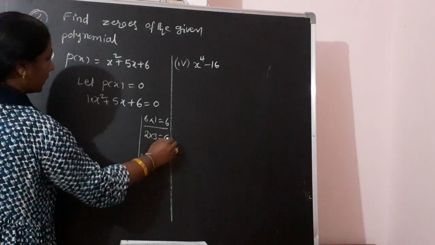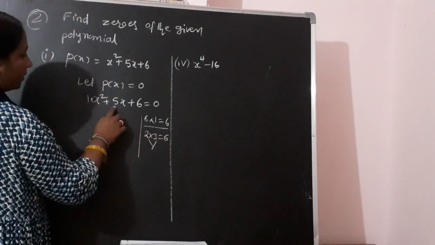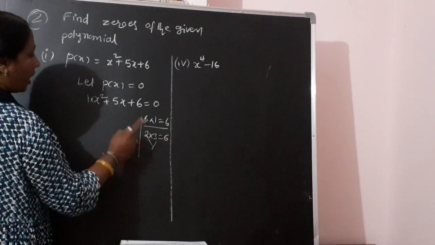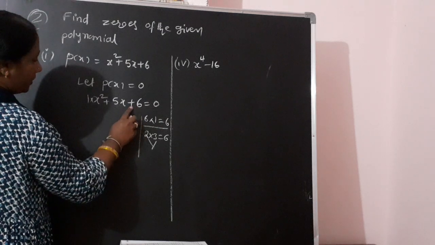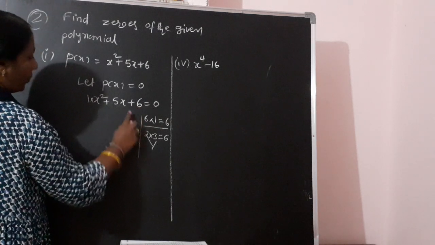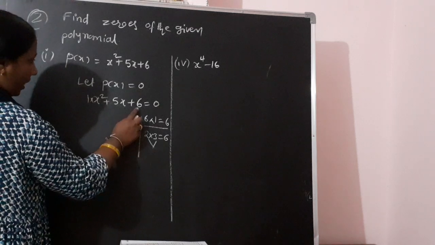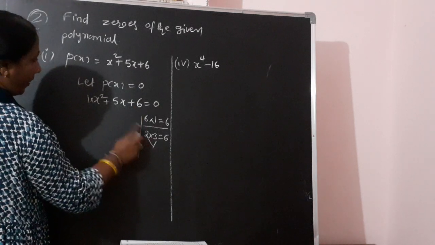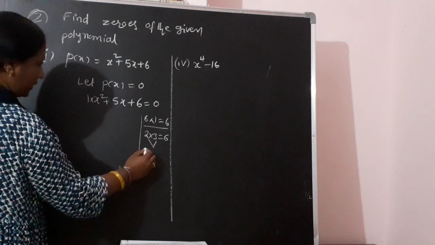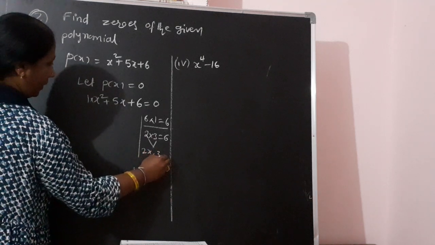Here we have to take the required factors. The condition is whenever the constant symbol is plus, you have to add the factors. If we get 5, those are the required factors. For example, I am taking 2 times 3 is 6, and 2 plus 3 is 5. How can you identify plus or minus? It depends on the constant symbol. Whenever the constant symbol is plus, you add. So 2 plus 3 is 5, and that's why the required factors are 2x, 3x.